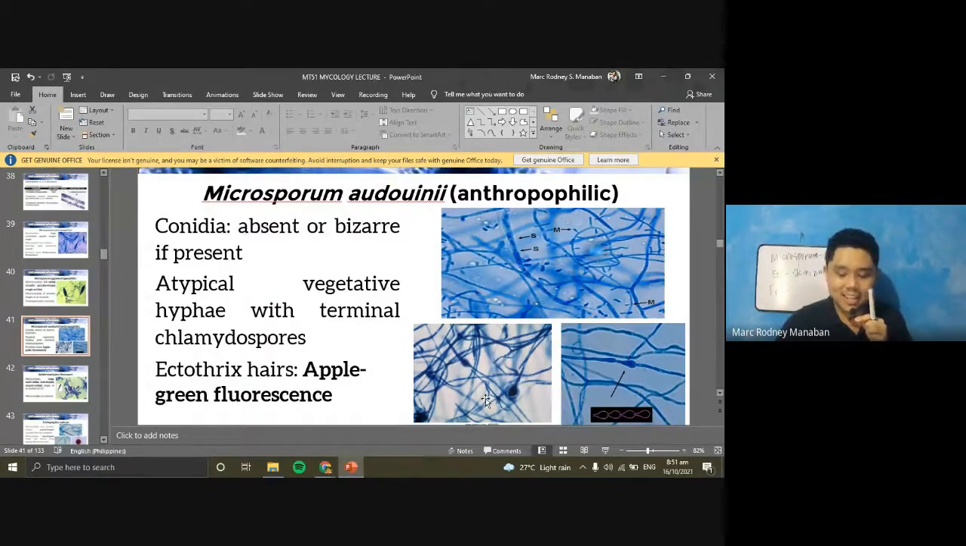And these are the chlamydospores. As you can see, they are intercalary, within the hypha. But again, the conidia are quite absent or very few. All right, so that's for the Microsporum species.